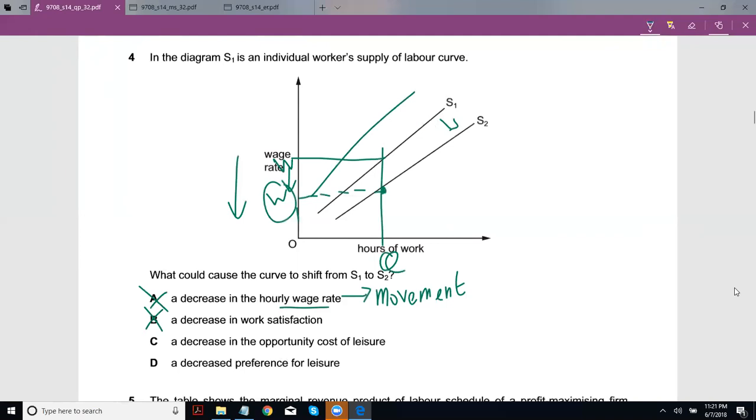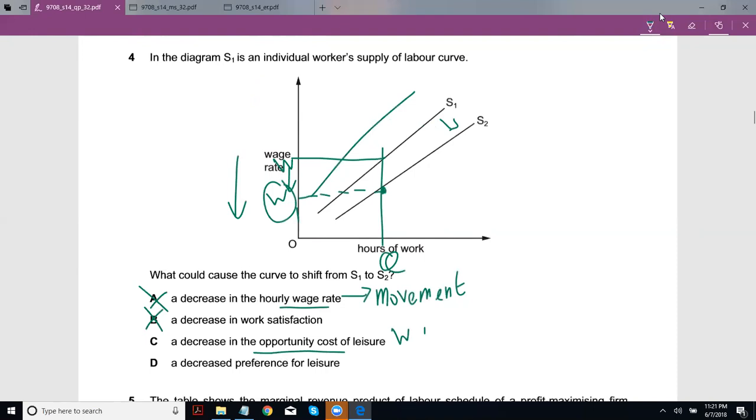A decrease in the opportunity cost of leisure. If you decrease the opportunity cost of leisure, that basically means your wage rate in a way has gone down.